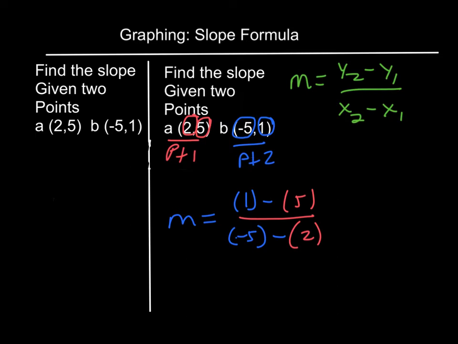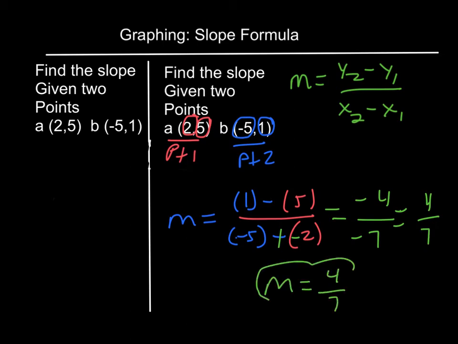Okay, now at this point we just do some simple subtraction. So 1 minus 5 gives me negative 4. And then over here, I'm not sure if you guys remember how to do this, but I go boom, boom. So negative 5 plus negative 2 gives me negative 7. And when you're doing division, if the numbers have the same sign, then your answer is positive, which means this is really going to be 4 over 7. So the slope is equal to 4/7. And that's the slope when you're given 2 points. So it's y2 minus y1 over x2 minus x1.